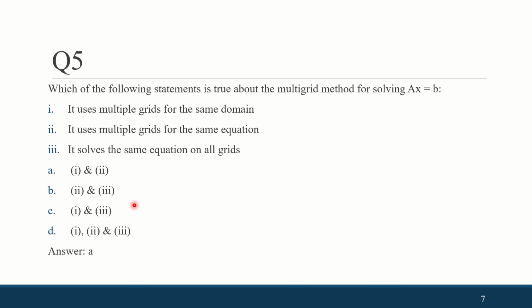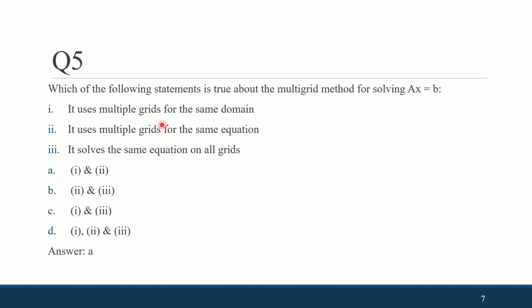Now we will move on to question 5. Which of the following statements is true about the multigrid method for solving Ax = b? It uses multiple grids for the same domain. It uses multiple grids for the same equation. It solves the same equation on all grids. We know that in the multigrid method we take a certain system and we solve the equations for different grids.